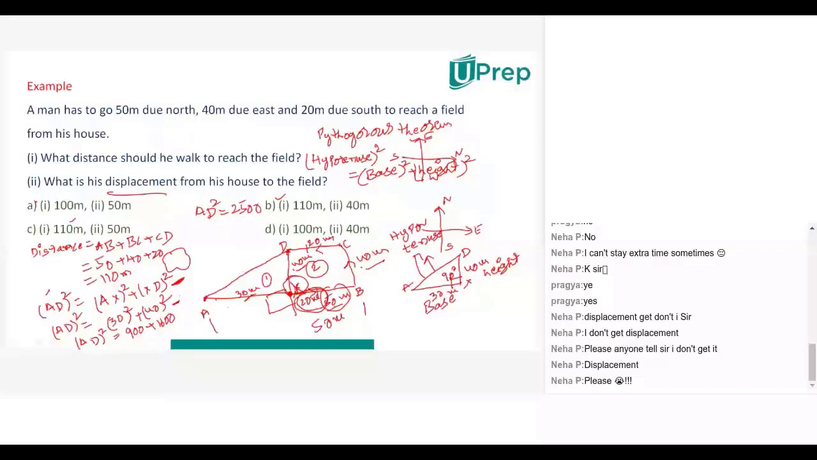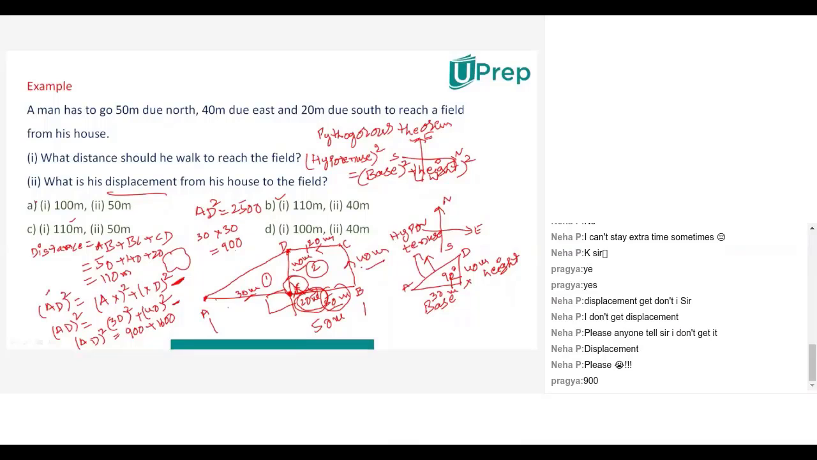Tell me, 30 whole square is how much? 30 into 30. How much will it be? 60. 30 into 30. Sorry, 90. 90 or 900? Can you repeat it? 30 into 30 is 900. So 900 I wrote here.